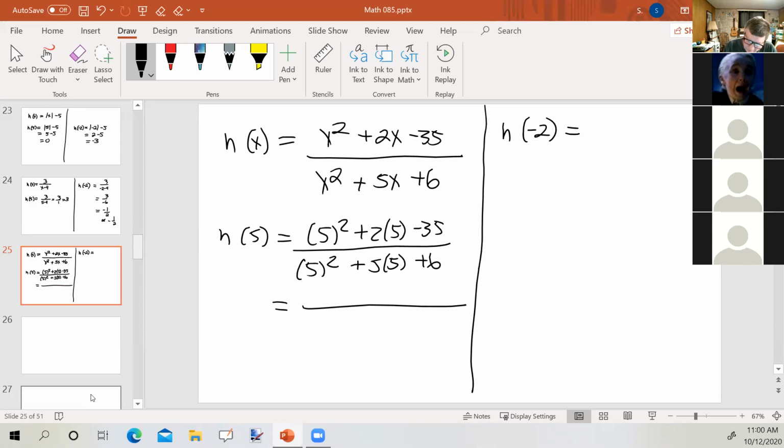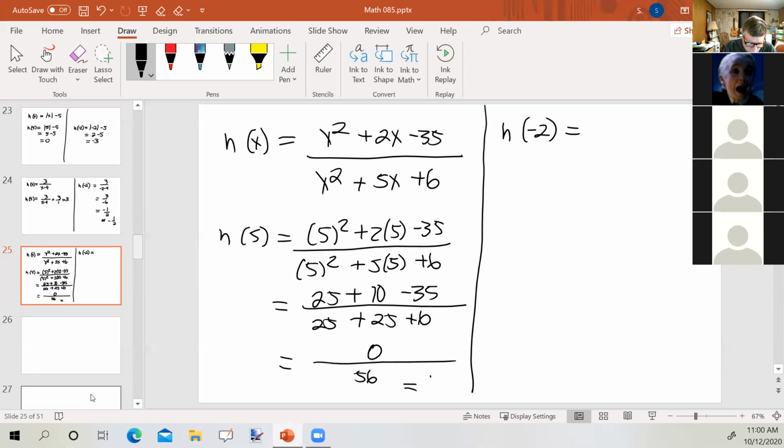In the numerator, 5 squared is 25, plus 2 times 5 is 10, minus 35. In the denominator, 5 squared is 25, plus 5 times 5 is 25, plus 6. In the numerator, 25 plus 10 is 35, minus 35 is 0. In the denominator, 25 plus 25 is 50, plus 6 is 56. But what is 0 divided by 56?